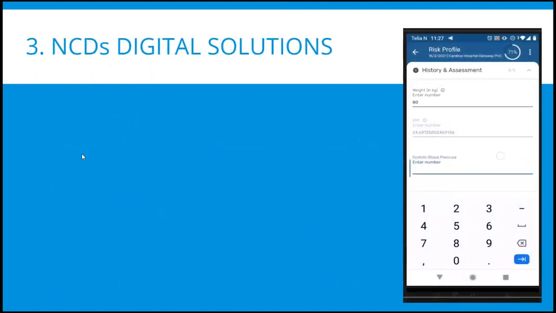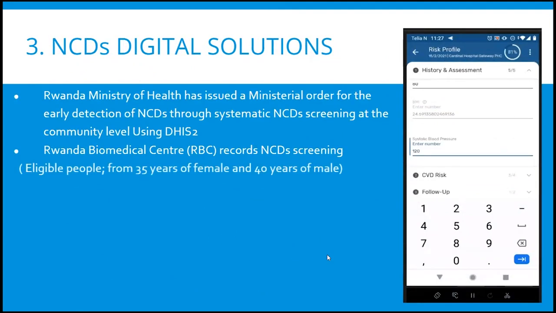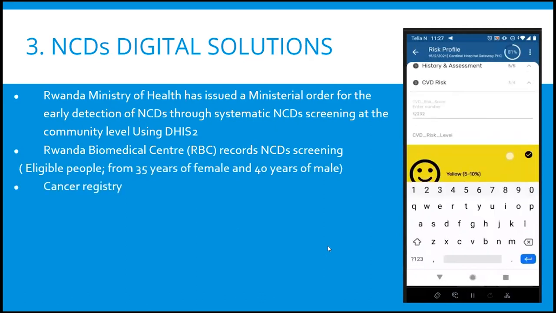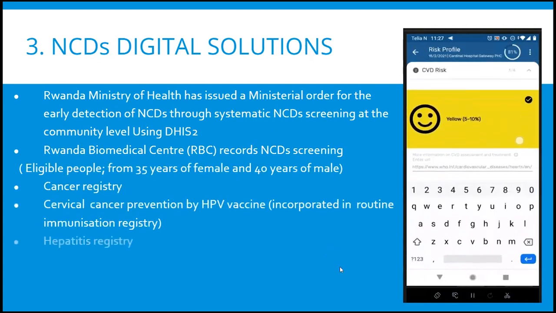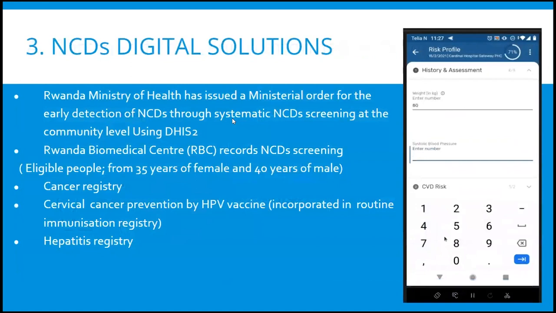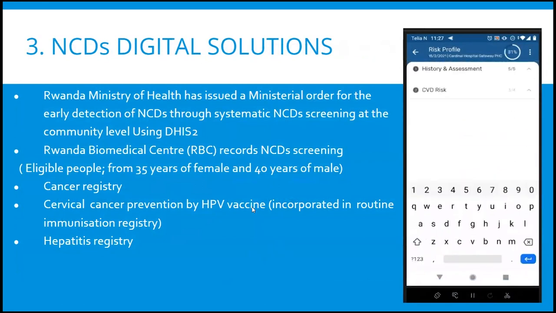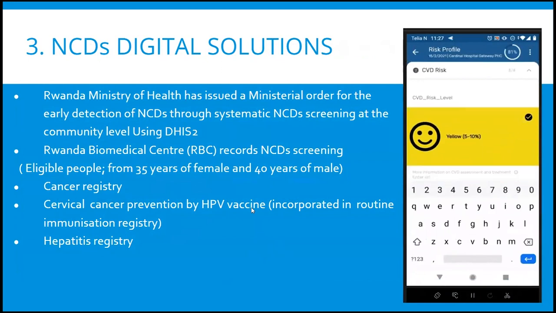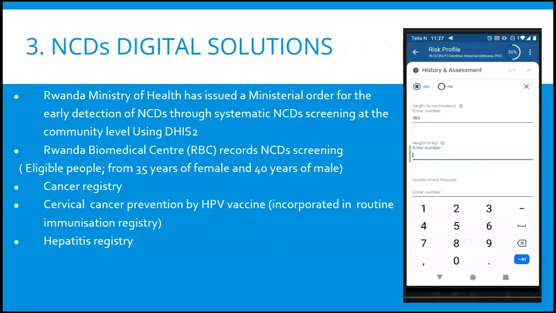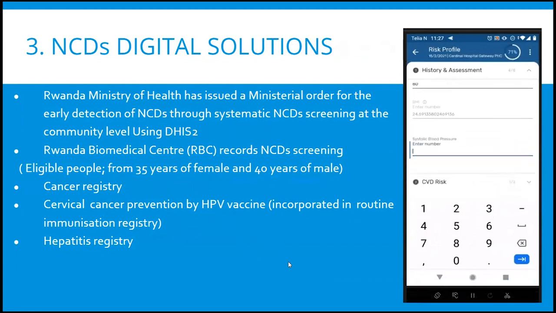Now, the NCD digital solution. You will see on this side one of the DHIS2 mobile apps, which is being used to track screening activities. In collaboration with the Ministry of Health here in Rwanda, the ministry has issued a ministerial order on detecting NCDs through systematic NCD screening at the community level using DHIS2.